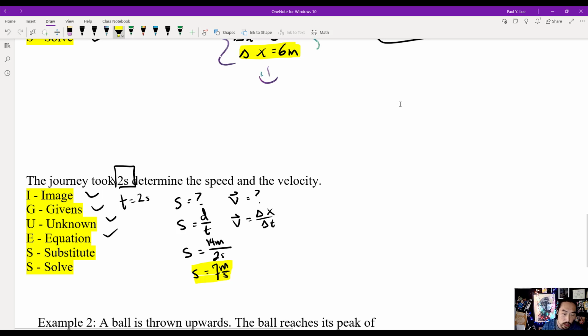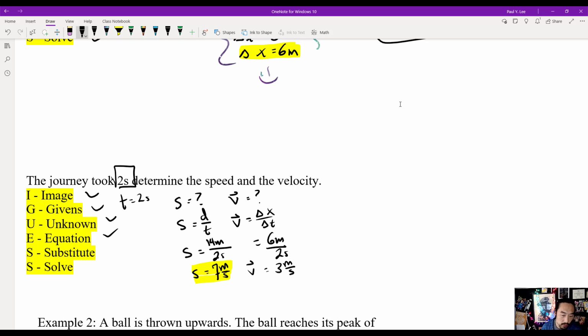All right, now let's do the same for velocity. Our displacement, I believe it was 6 meters. So we have 6 meters, and our time was also 2 seconds. So our velocity, lo and behold, 6 divided by 2, this gives us 3 meters per second.